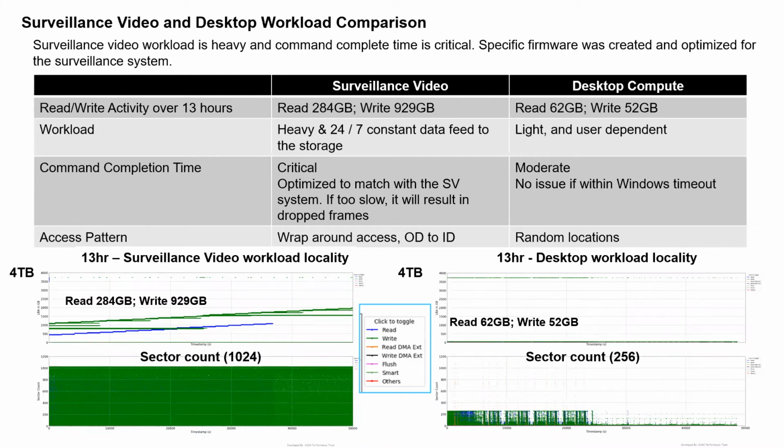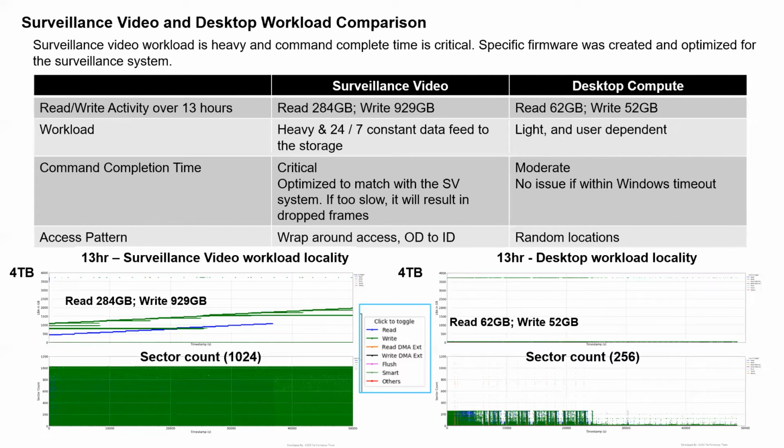If we go ahead and look now down to the two graphs, we've got surveillance video workload on the left-hand graph. We've got desktop PC workload on the right-hand graph. Now remember that both of these are 4 terabyte drives. Both of these are 13-hour data captures. So this is an actual apples to apples comparison of what the drive says it's being asked to do. In the center, highlighted in pale blue, I've got a list there of the type of commands that might have occurred. We're going to look at the right-hand desktop graph first.